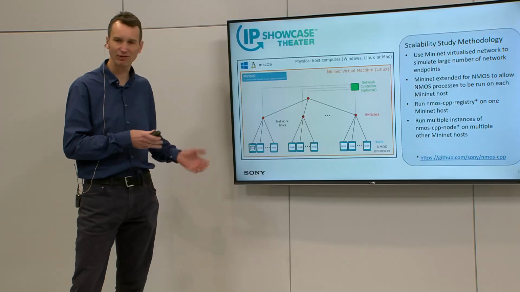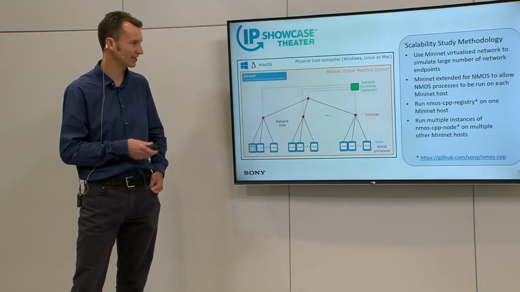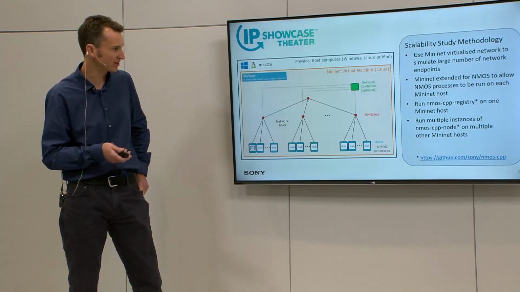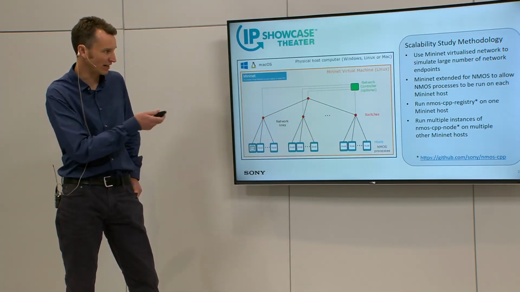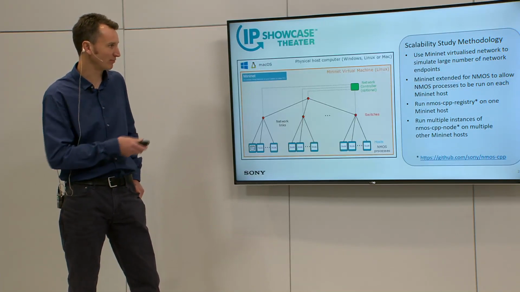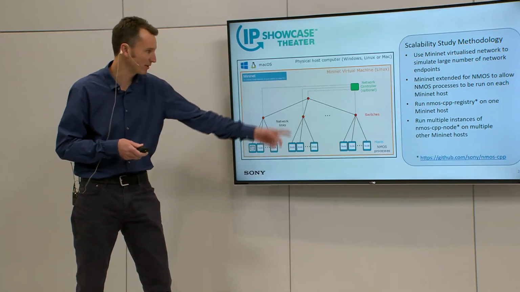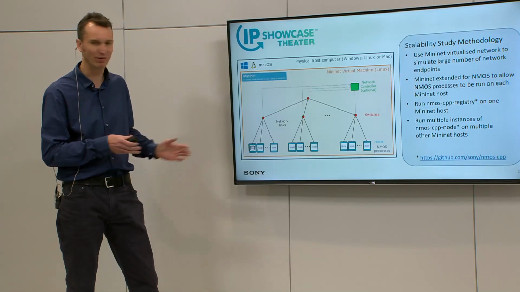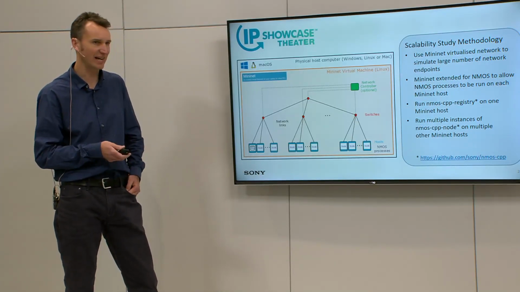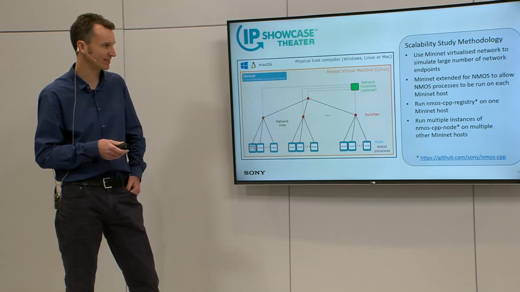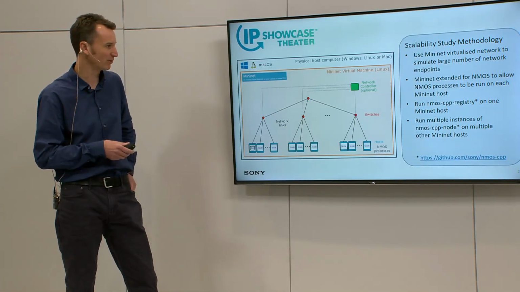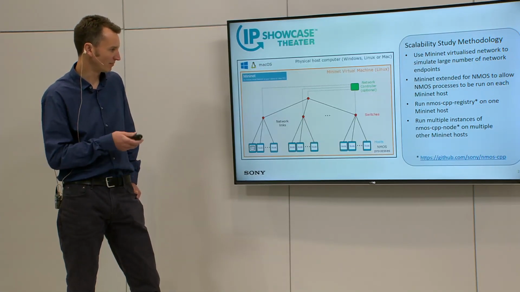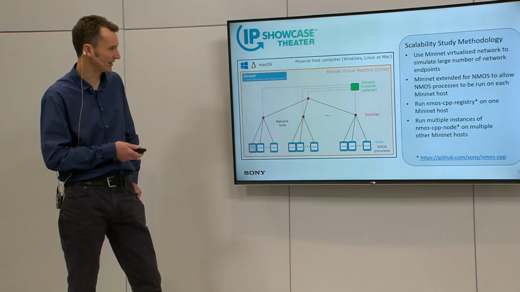And we've tried several implementations of NMOS registries and nodes. For the bulk of this study, we used our own open source implementation, which is called NMOS CPP. So we've got NMOS CPP registry and NMOS CPP node running on all the Mininet hosts. That's available for anyone to use. It's freely available on GitHub under the Apache 2 license, and we welcome lots of people to use it and contribute to it. And we used that for the bulk of our study.